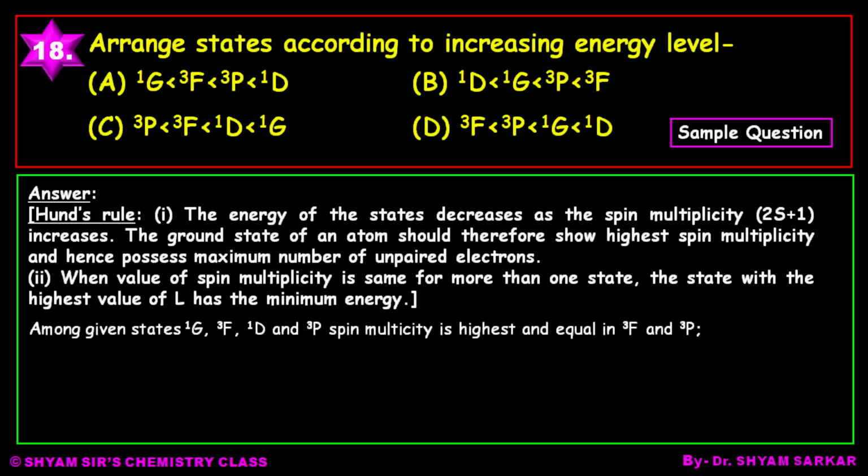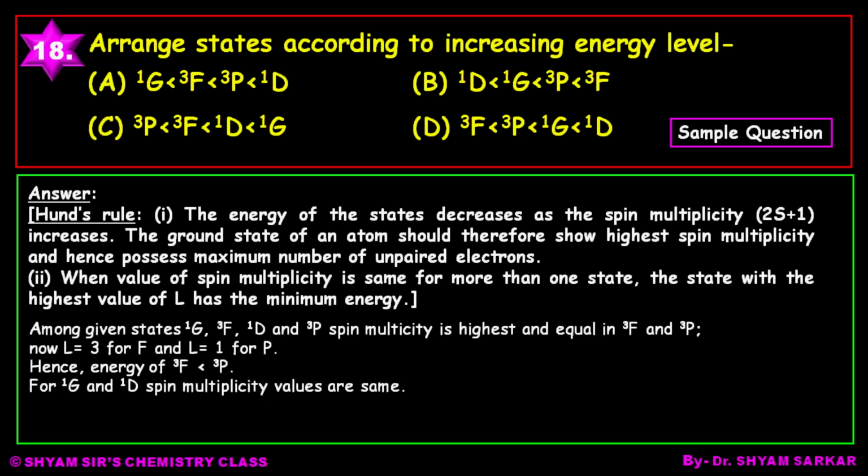So L equal to 3 for F and L equal to 1 for P. Now 3 is greater, so it will have less energy. So the energy of 3F is less than 3P. Now we will go for 1G and 1D. They have the same spin multiplicity, 1. So L equal to 4 for G and L equal to 2 for D. 4 is greater than 2, which means 1G will have less energy than 1D.